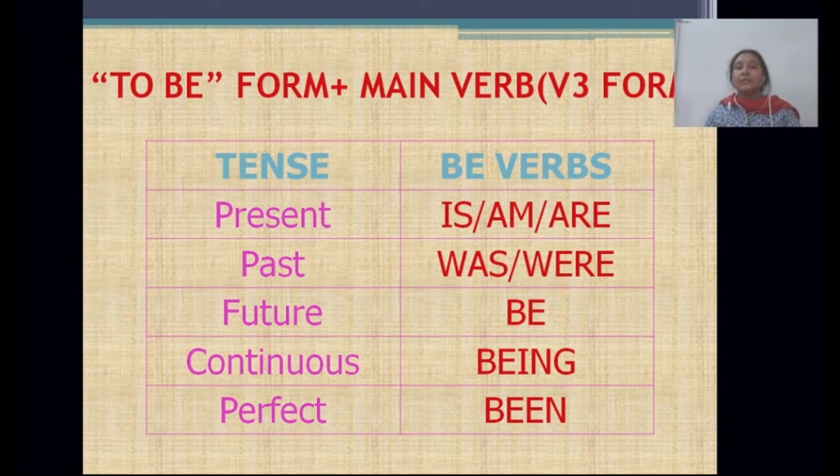As we have seen in all the examples, when we convert into the passive, the verbs are in the verb 3 form, the third form. So if the sentence is in the present, we will be adding for the passive is, am and are. If it is in the past, we'll use was and were. Future, be. For the continuous, being, and for the perfect, been.